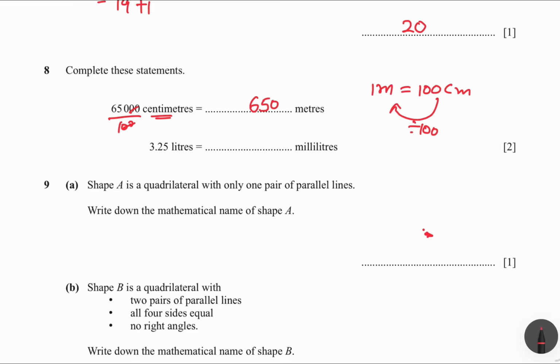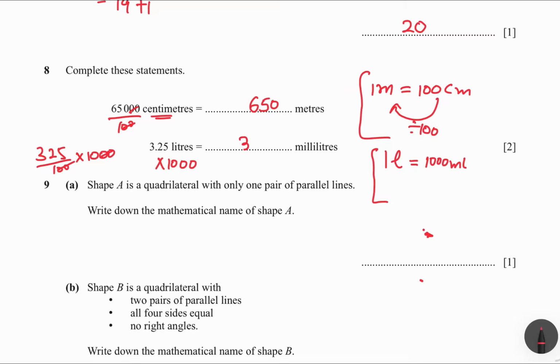Now from liters to milliliters. So when we have the unit, 1 liter is equal to 1000 milliliters, right? So we are going to multiply by 1000. So 3.25, when you move the decimal, times 1000. So we have 3250 milliliters, right? I hope that's clear.